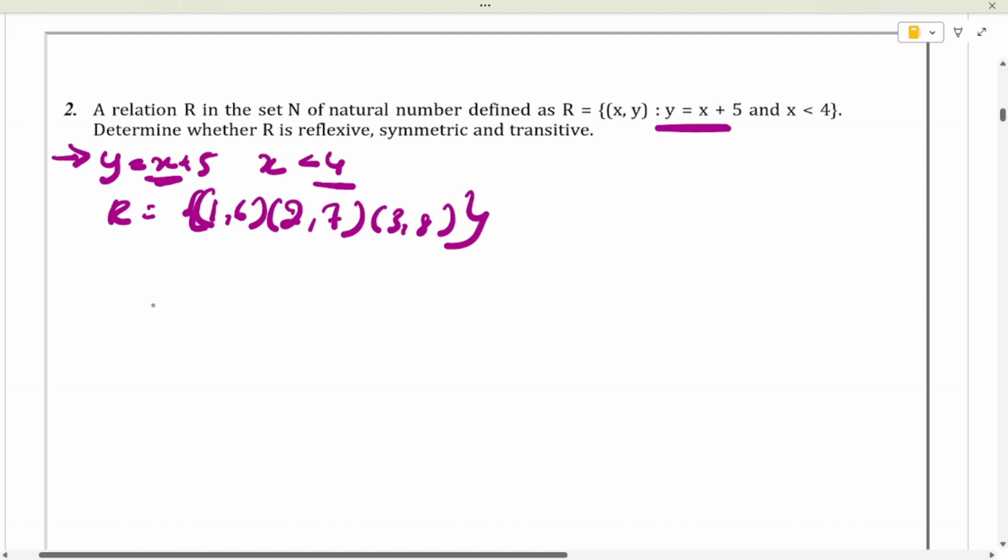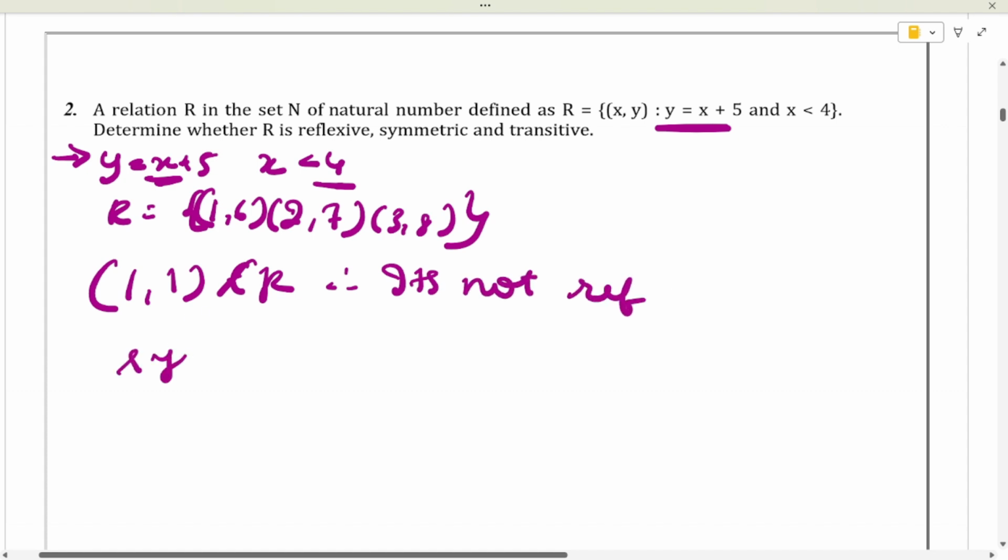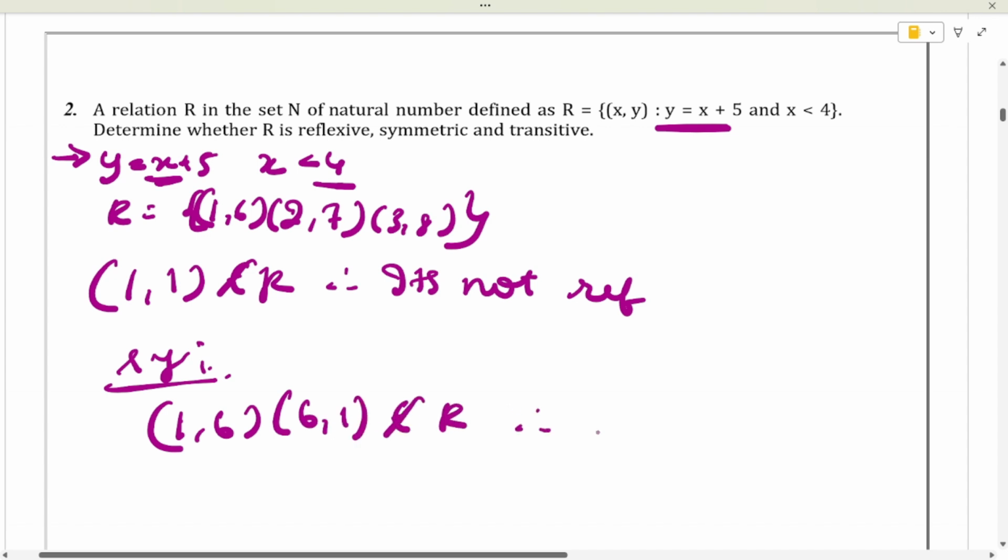Now to see for reflexive, you can take 1 comma 1. That is not belonging to R, therefore it's not reflexive. Now for symmetric, if you take 1 comma 6, 6 comma 1 is not belonging to the relation, so therefore you say it is not symmetric also.